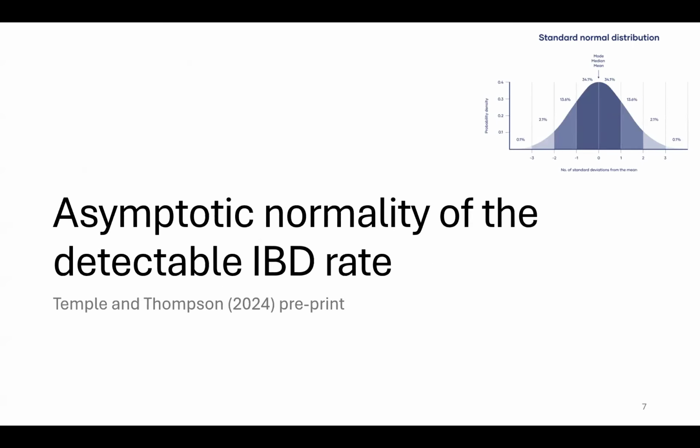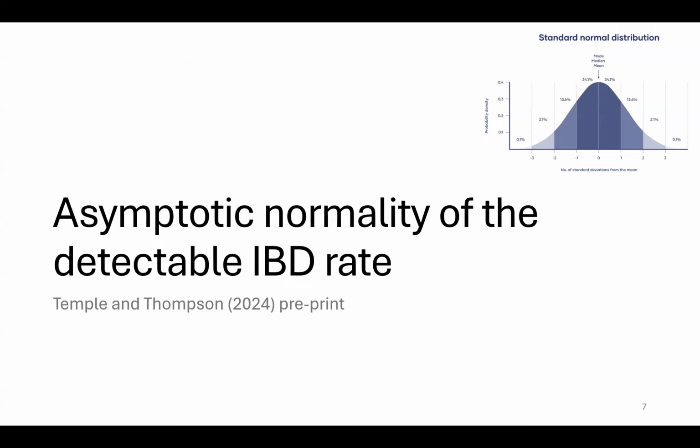Okay, so after setting the scene, I'll transition to my second thesis project, the asymptotic normality, the large sample normality of the detectable IBD rate. Up in the right-hand corner of this slide, we have the classic bell curve, the standard normal distribution that we may be familiar with from our first statistics courses. So we have this theorem called the central limit theorem that if you collect a bunch of independent data observations and you take their sample mean, this should converge to the standard normal distribution.